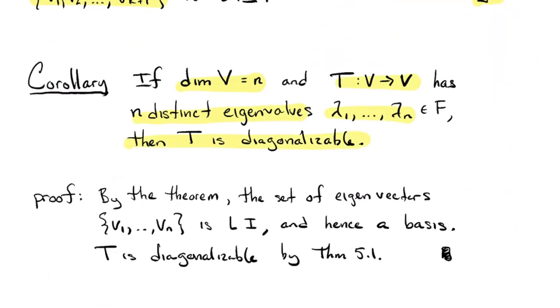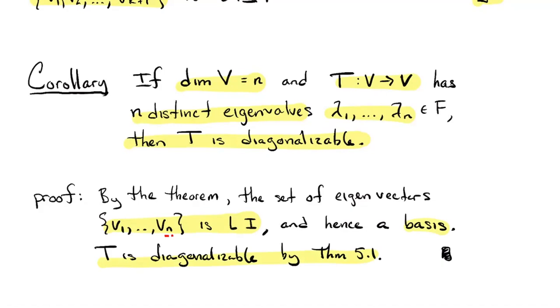Why is that true? Well, because if you take an eigenvector for each one of those eigenvalues, we just proved that that set's linearly independent by the theorem, but it's got the right number. It's a linearly independent set with dimension of V elements in it, so it has to be a basis. And if you have a basis of eigenvectors, then you are diagonalizable by theorem 5.1. So there's one answer to the question. It's not the only answer.